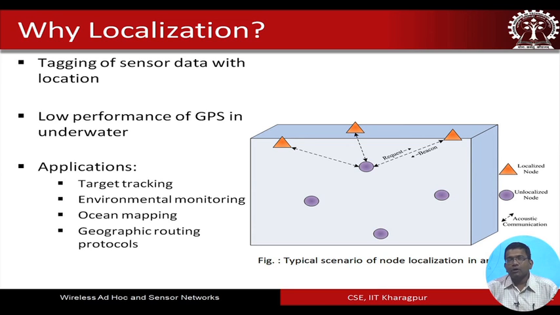Now, for terrestrial networks it is not a big problem, because nowadays we have GPS facility which can help any of the nodes to know the exact geographic location. Exact means with certain error, of course. Now, the problem is that GPS does not work underwater. It has very low performance or almost no performance underwater. So, in the absence of GPS, how to localize these different nodes? This is the whole problem of localization.